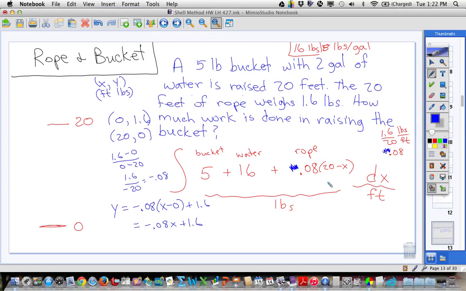Okay, now, has anybody typed that in yet? Somebody type, oh, what's the integral go from where to where? 0 to 20. Because remember, that's feet. Okay, so type that in, would you?